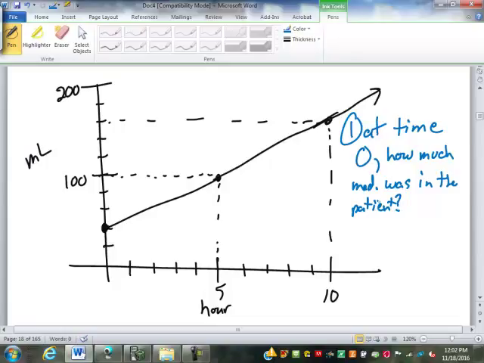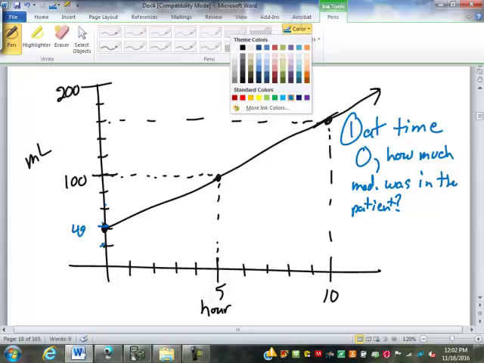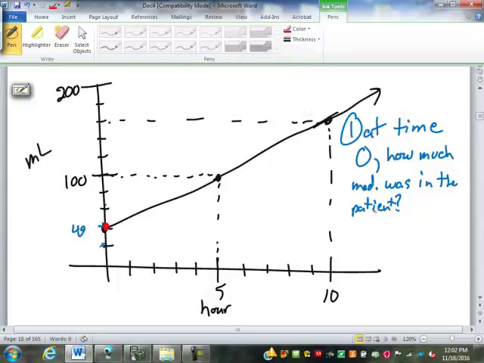Not 20, but careful. 40, right? 20, 40, 60, 80, 100, right? So 40 milliliters. The starting amount, or when x is 0 or t is 0 for time, is what we call the y-intercept again. So the y-intercept is that initial amount, 40 milliliters.